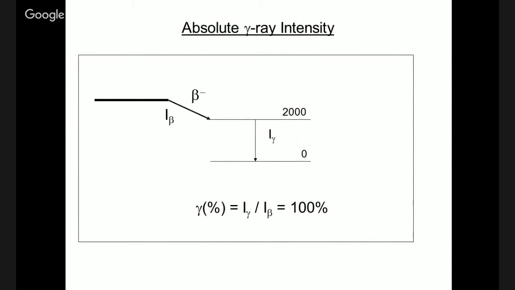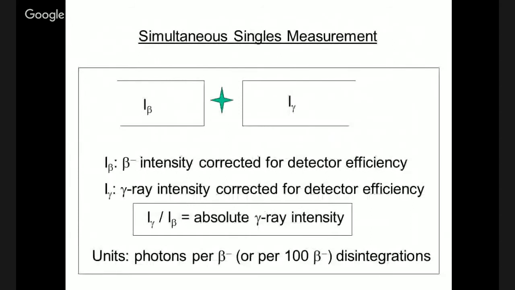For instance, this is an absolute intensity. You have a 2 MeV level that has practically no electrons, and you know that you have only one beta that goes here. The intensity of this is 100%. You don't need to measure that. It's 100%, has no uncertainty at all. There are no electrons, or the uncertainty is so small. You can also have simultaneous measurements. Beta, gamma, measure simultaneously the ratio, and you get the absolute intensities. Number of photons per 100 beta disintegrations. This is very common also.